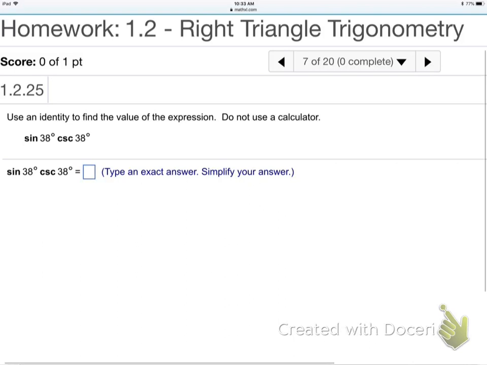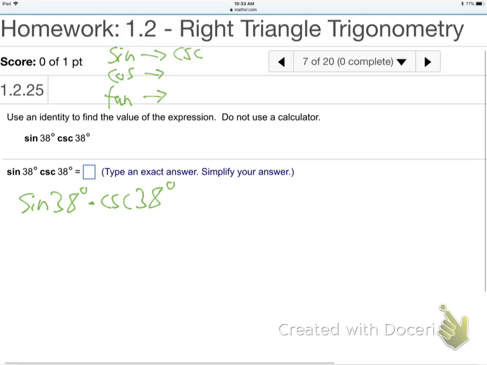Sine of 38 times the cosecant of 38. They're saying use an identity. What do you think? Any thoughts? What does it equal? 1. Yeah. Why? Because it's the same thing but flipped. Remember what cosecant is? I know you're probably new, just getting used to these, and you may not remember them all right away. But let me go back.